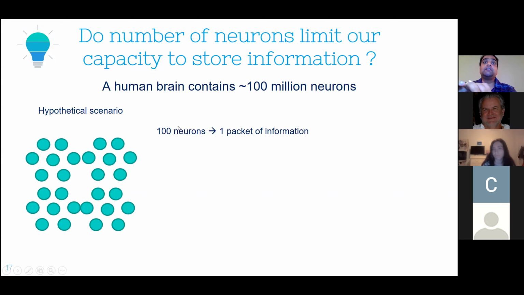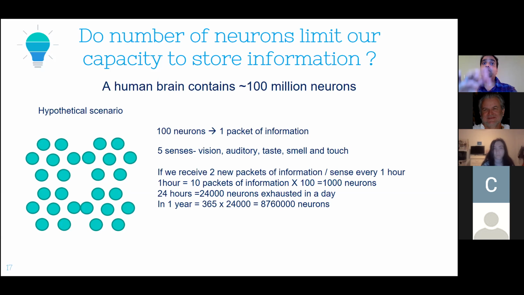Let's imagine if 100 neurons store one packet of information. And we have five major senses: vision, auditory, taste, smell, and touch. And we receive two packets of information that are important per sense every hour. We receive millions of pieces of information every second, but maybe two packets of information are important every hour. So every hour, if we have 10 packets of information from these five senses, we are exhausting 1,000 neurons that will contain that information. In 24 hours, we'll exhaust 24,000 neurons, and in a year, we'll exhaust 8.7 million neurons.